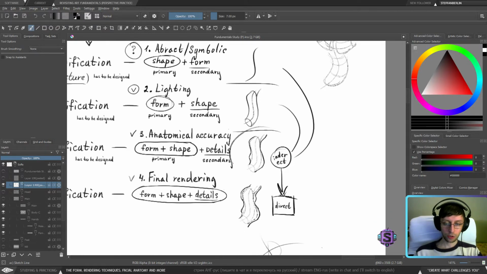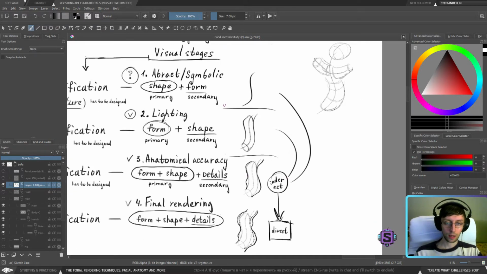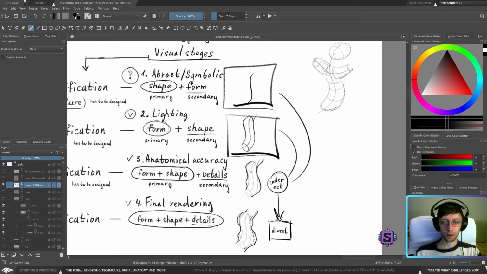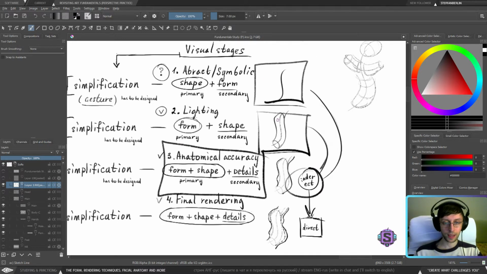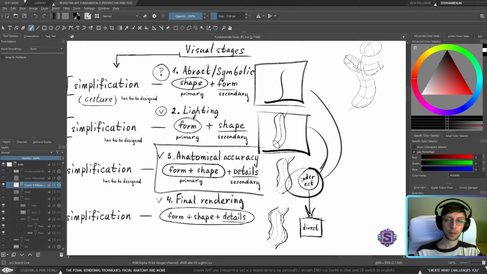So again, I talked about it previously that I'm separating our abstract symbolic part from the lighting part, and only then I indirectly add them into our anatomical accuracy as a guide. Not directly, but indirectly, as a guide. We're not going to draw over them, we're just going to use them as a guide to implement the same type of feeling, the same type of lighting into the anatomical accuracy.